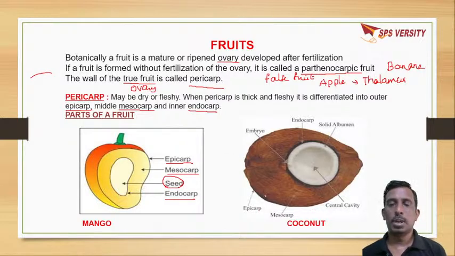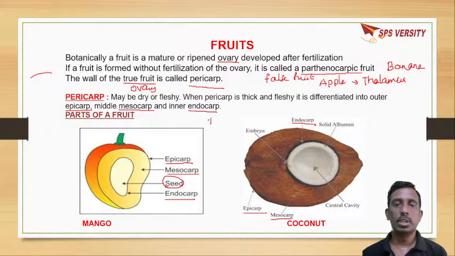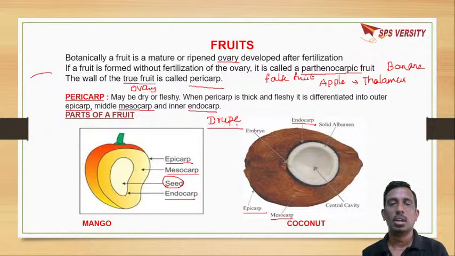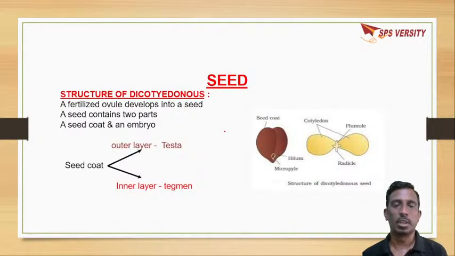In coconut, the outermost part is epicarp, which is fibrous mesocarp, which is very hard to break, is endocarp. Inside that there is the seed. Okay. So in mango and coconut, the fruit has a specific name. The true fruit has a name that is called drupe. Okay. So in fruits, the edible part will differ. It is not the same in all plants.